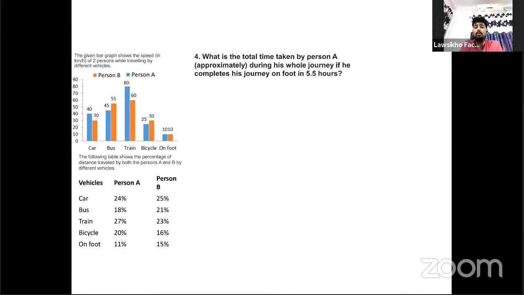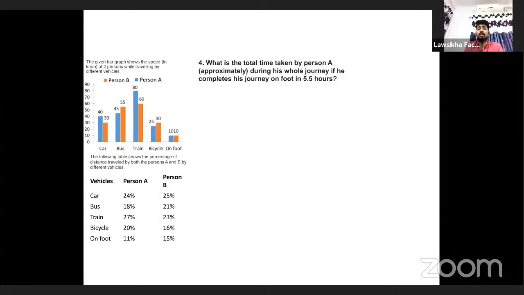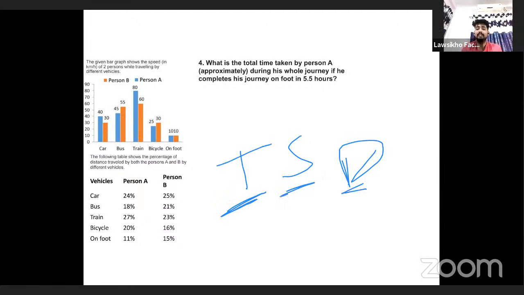Next, what is the total time taken by person A, approximately, obviously, because we are dealing with speed and ratio of distances, during his whole journey if he completes his journey on foot in 5.5 hours. Again, before I let you solve this particular question, I'll simplify this a bit. There are three components in any time speed distance question: time, speed, and distance. This is the easiest way you can break down a question to be clear on what the question actually needs you to find and what it has provided you, indirectly or directly.